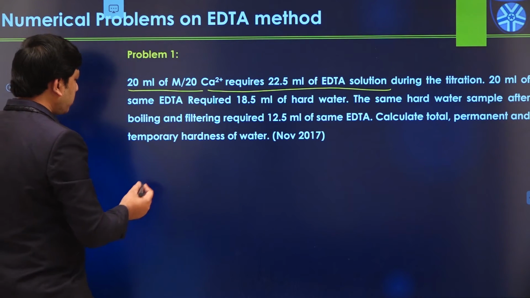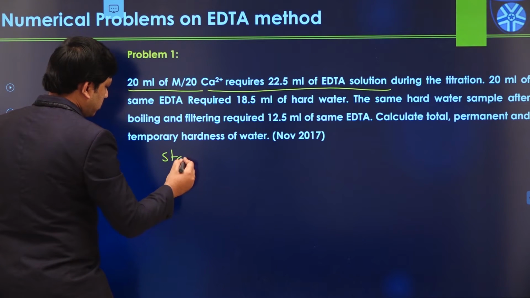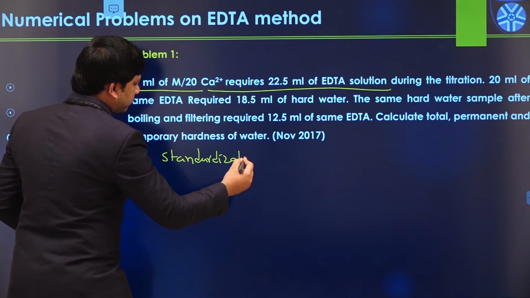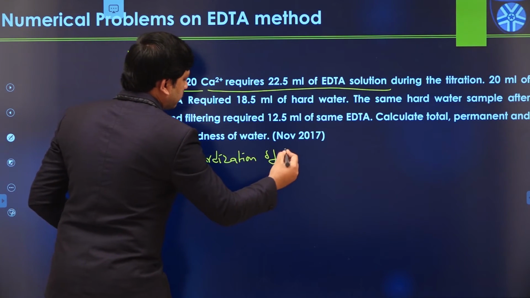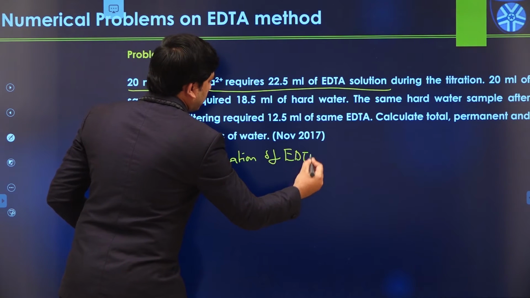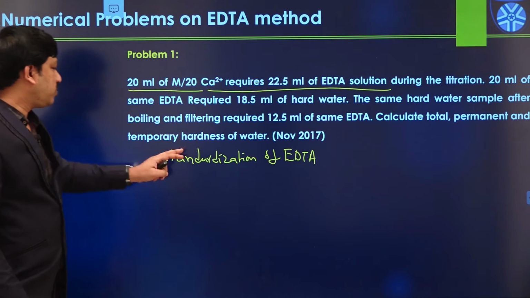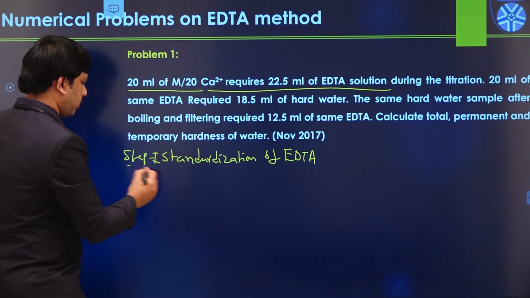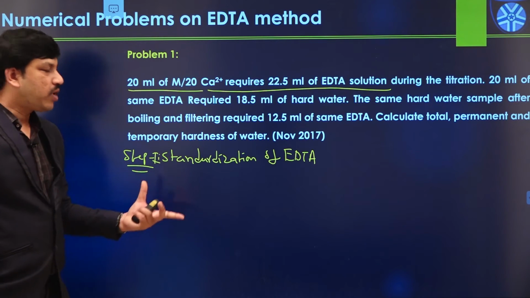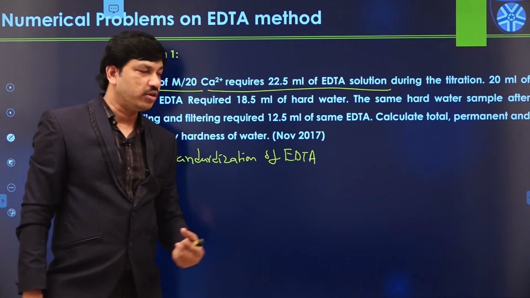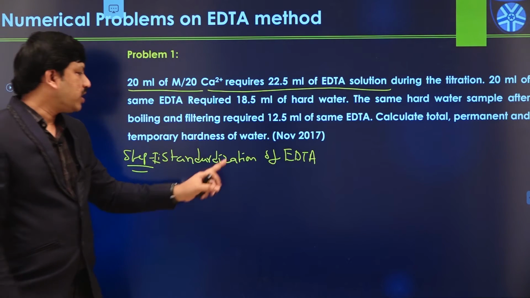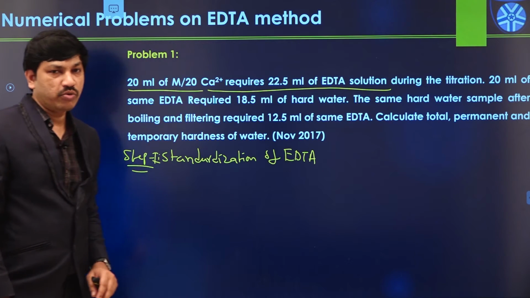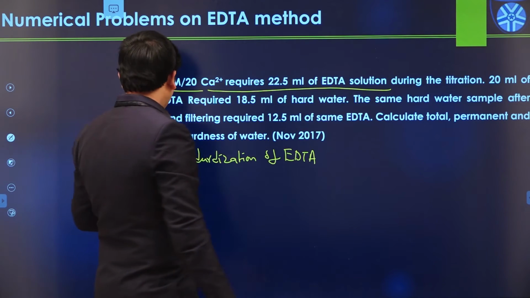What is the first step? Standardization of EDTA. So this is the first step, step 1. In step 1, what we have to do? We have to standardize the EDTA solution by using the given data. Once we know the EDTA concentration, then we can go for the further titration process. So this is the first step.